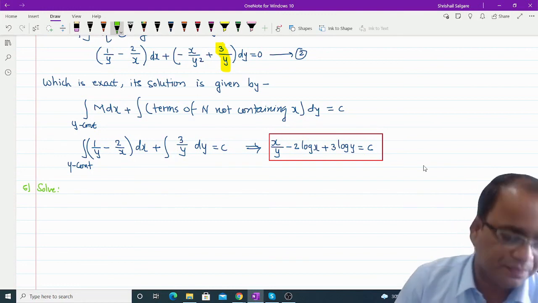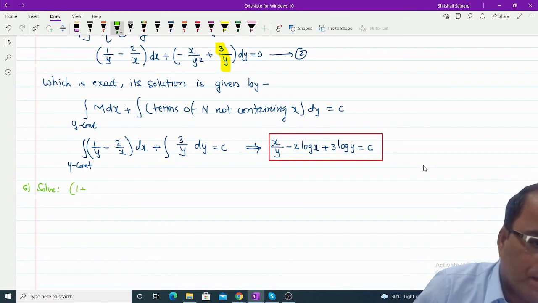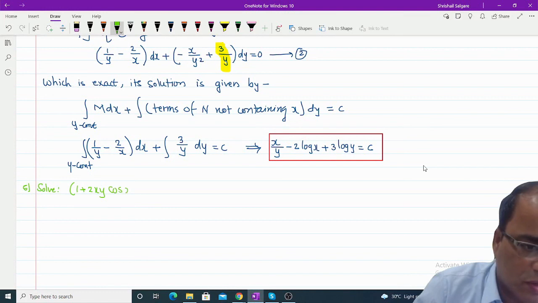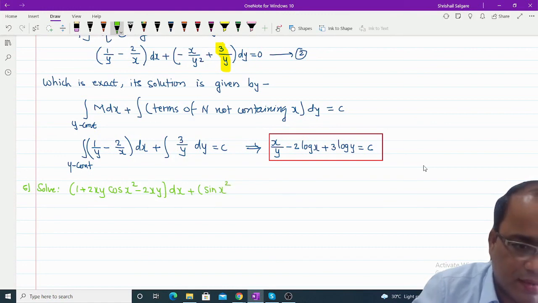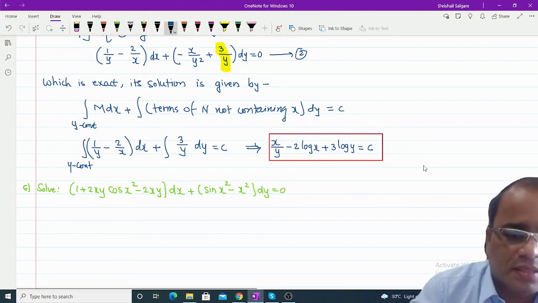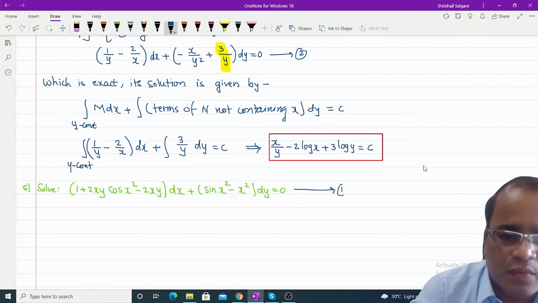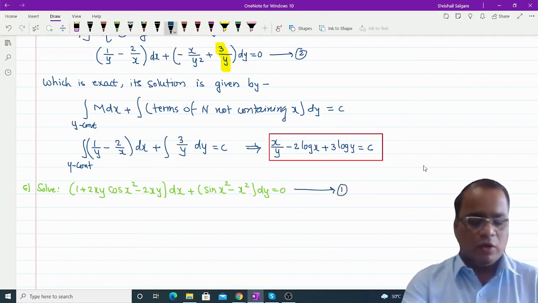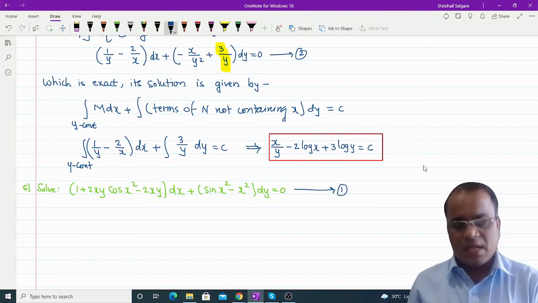Solve the equation: 1 plus 2xy into cos of x square minus 2xy dx plus sin of x square minus x square dy equal to 0, and suppose this equation is number 1. So take 1 or 2 minutes, I will pause the video and try to complete it.